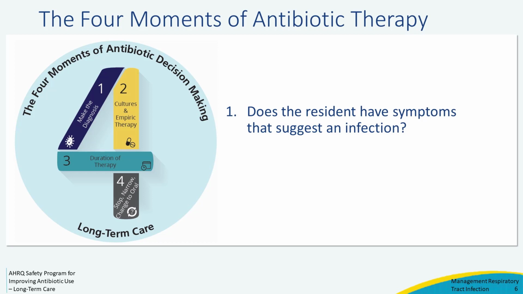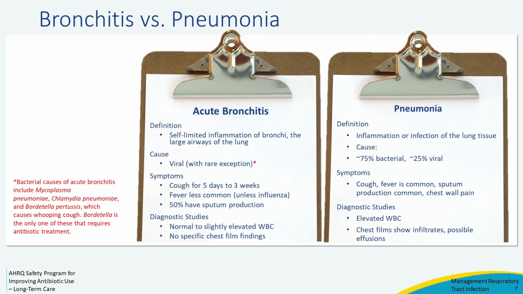Remember that the first thing to consider is whether the resident actually has an infection that requires antibiotics. In this case, Mary has an elevated temperature, a new cough, leukocytosis, and evidence of an infiltrate on her chest x-ray. She has had no witnessed aspiration events and is not a known aspiration risk. Remember the differentiation between bronchitis and pneumonia.